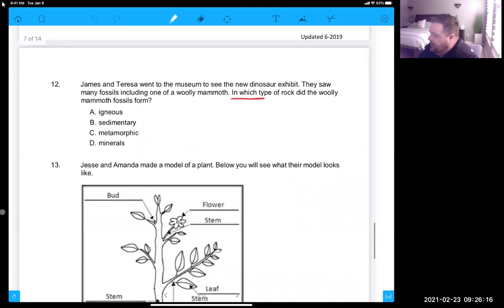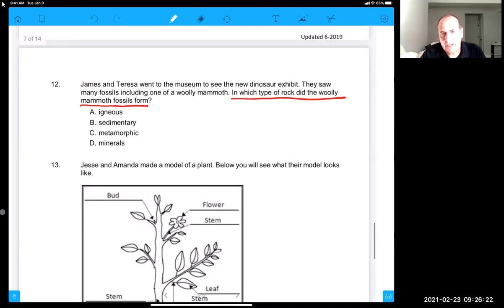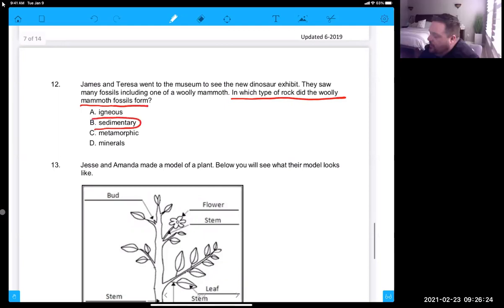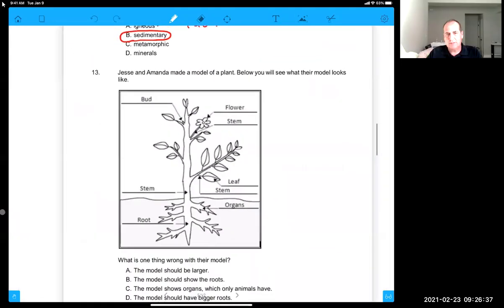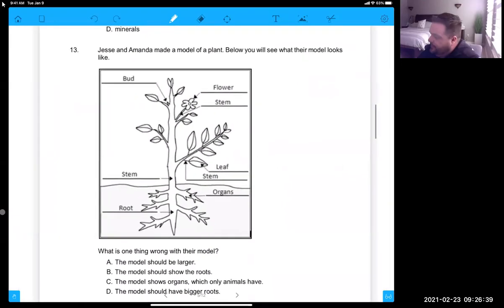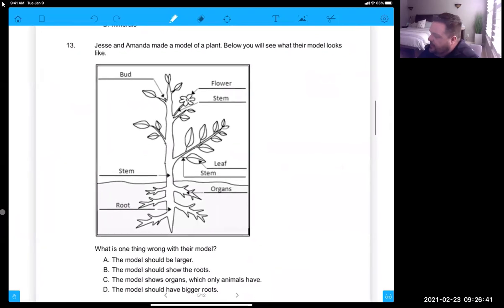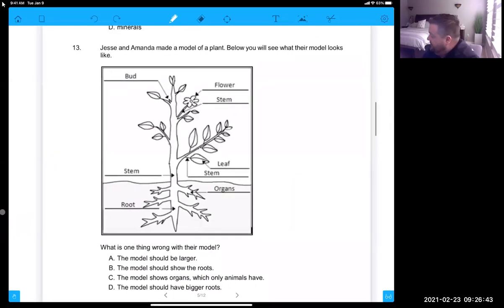So, Mr. Spina, what type of rock did the woolly mammoth fossil form in? That's the old kind of rock. Which one is it? Sedimentary. We're going to talk more about this. You've got to memorize these three. But just remember, this one is definitely lava. Oh, that's the one I know for sure. I never missed that one. Yeah. The next one coming up, 13. Pause it, take a look at it, and get your answer.